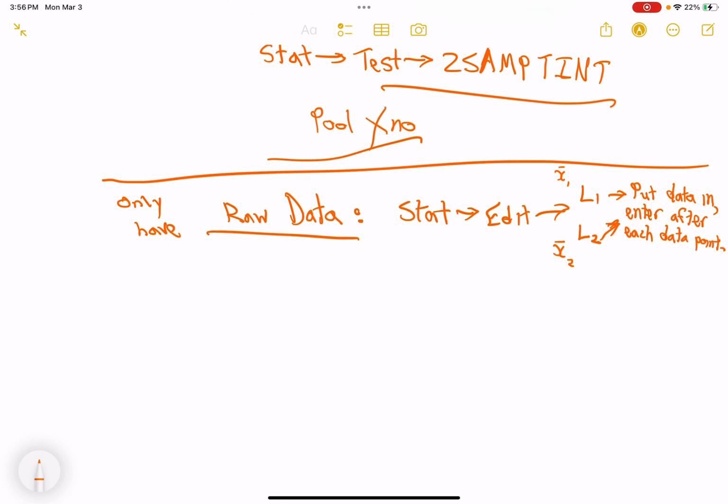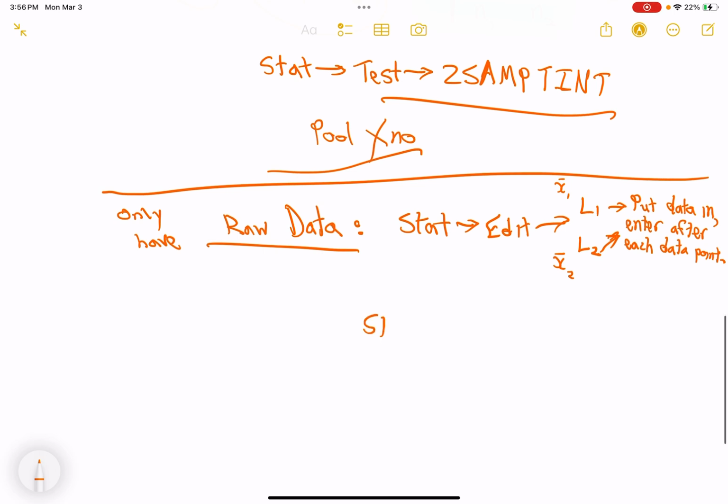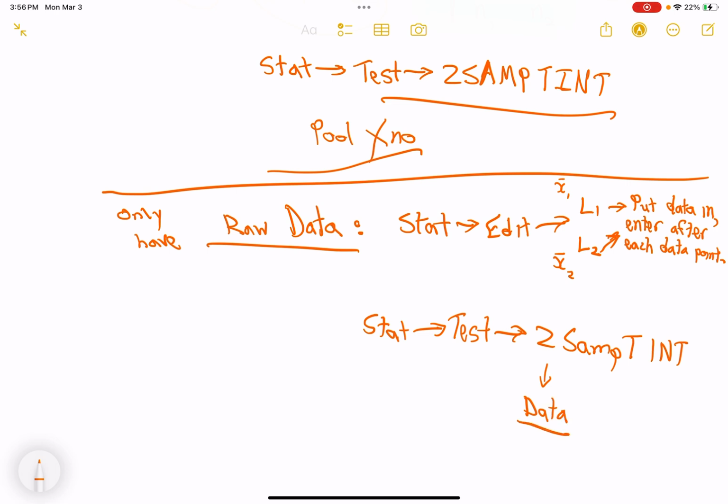Then you will go and do the same thing. You will then do stat, test, two-sample t-interval. And then you will do specifically, right? Instead of doing stats, you will do the data option. There's an option there that we normally click the stats part for. You'll click data, and that will highlight L1 and L2 automatically. And then you just do enter and everything works.